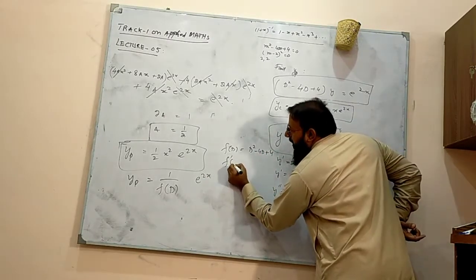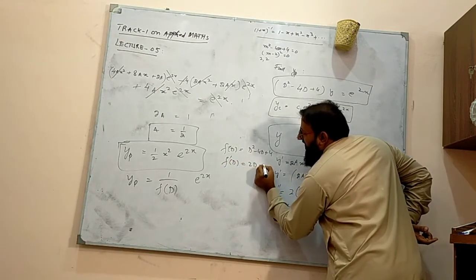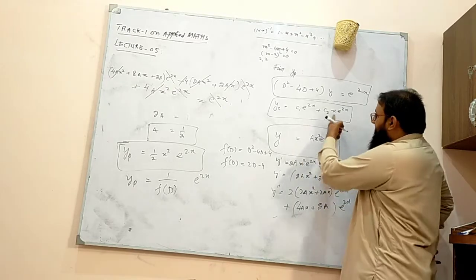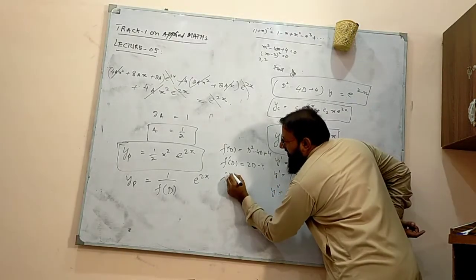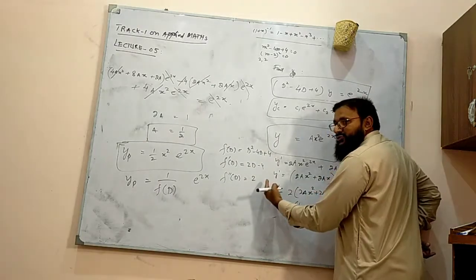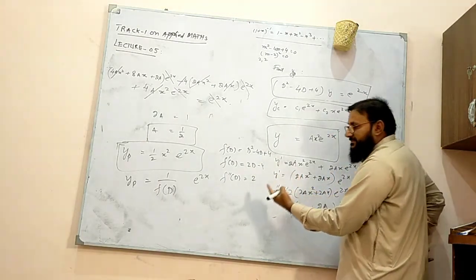Let us find the prime. That's 2d minus 4. If I put 2 again, that's going to be 0 because of this term. So I am going to differentiate again, and that's going to be 2. 2 only. I am going to put 2 now. 2, no problem. Only a 2.